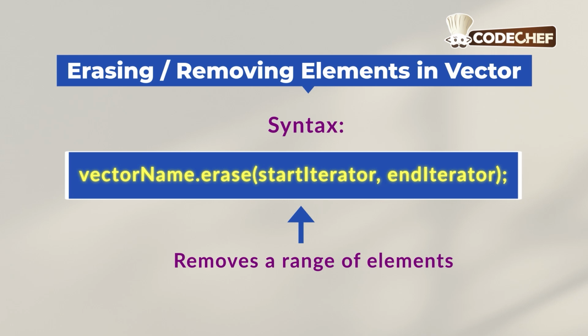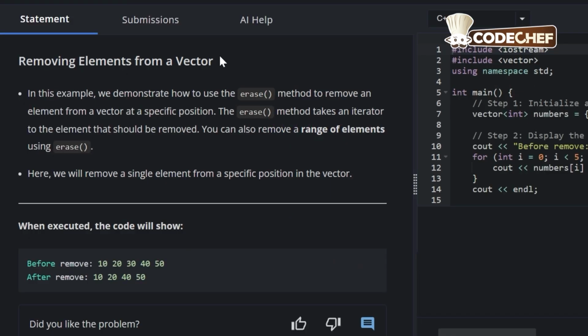Now let us go to the CodeChef platform to see how to use the erase method in C++. The program objective is removing elements from a vector, and the expected output is before remove colon 10, 20, 30, 40, 50, after remove colon 10, 20, 40, 50.